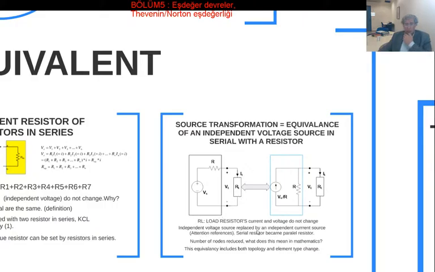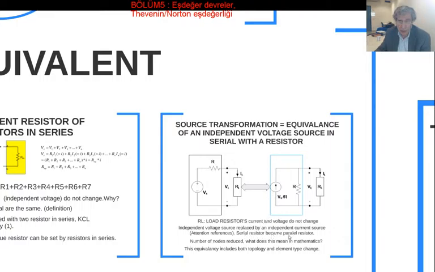Independent voltage source replaced by an independent current source. Attention to references, it says here. Why does it say so? If you look at the first circuit, you have the independent voltage source current. According to the passive sign convention, it is downwards, isn't it? But in this independent current source here, the current reference is upwards. So if you put that current reference downwards, then it won't be equivalent. It's going to be a problem, so you've got to pay attention to that.